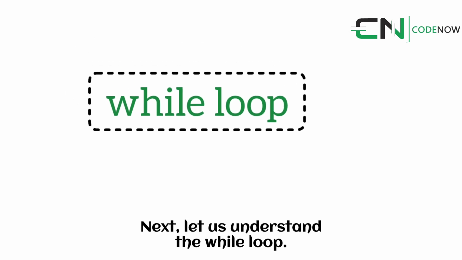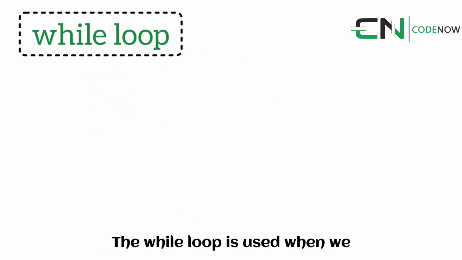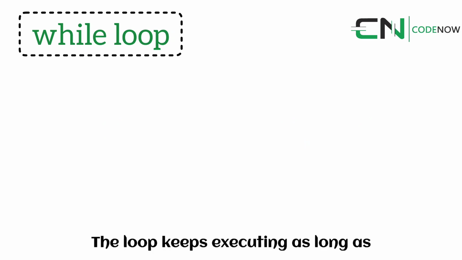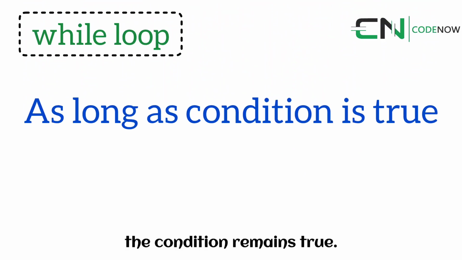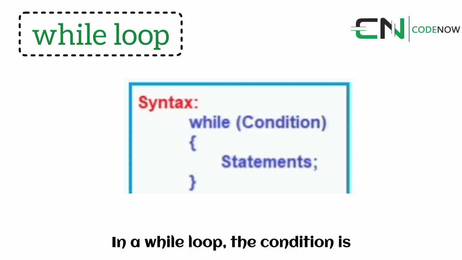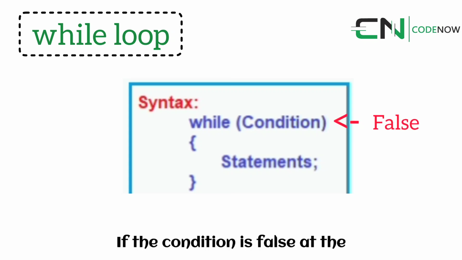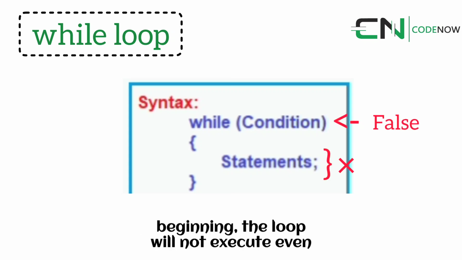Next, let us understand the while loop. The while loop is used when we do not know in advance how many times the loop will run. The loop keeps executing as long as the condition remains true. In a while loop, the condition is checked before the loop body executes. If the condition is false at the beginning, the loop will not execute even once.